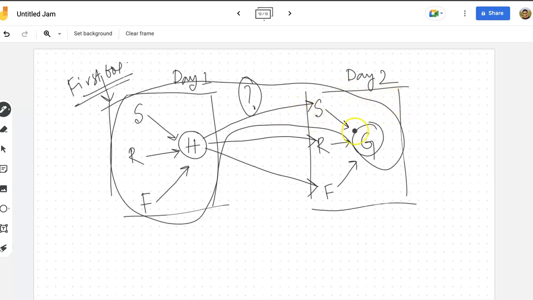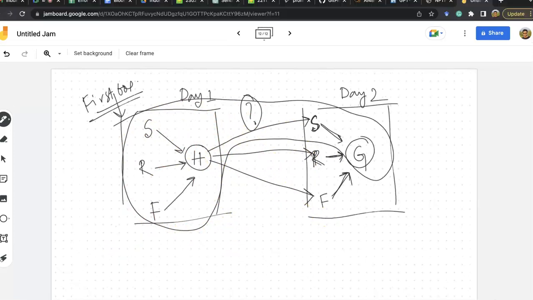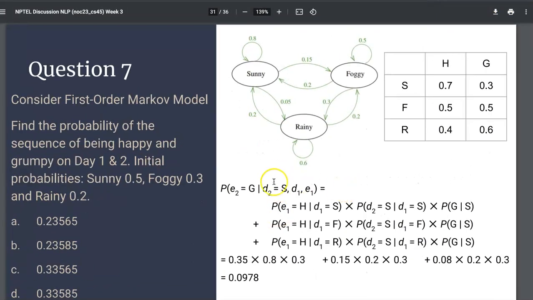Now this box depends upon three things. I can come from this sunny part, I can come from this rainy part, or I can come from this foggy part. But this sunny part also depends upon the first box. Similarly, if I go this way, then I need to calculate the same part. So this part is common, but this transition probability is different for each of these things. Okay, so this is the first block.